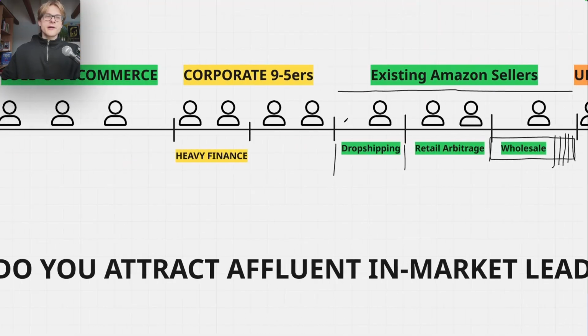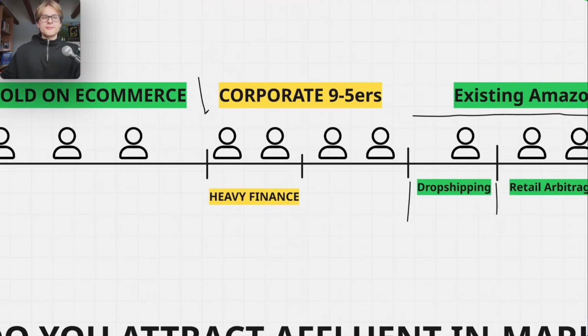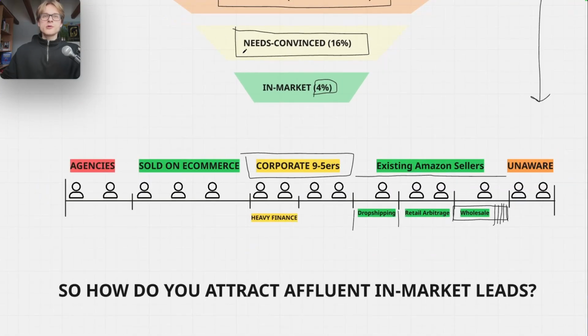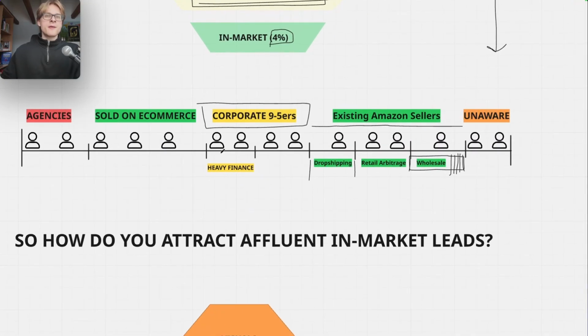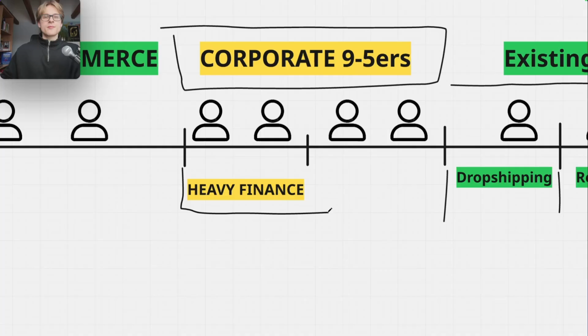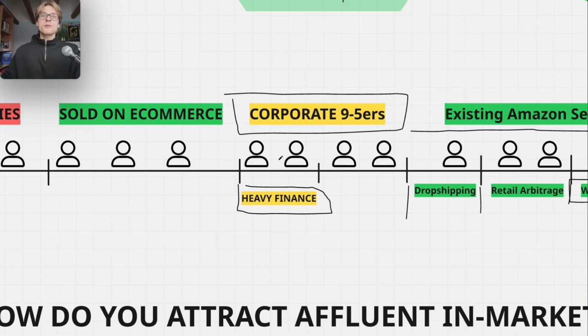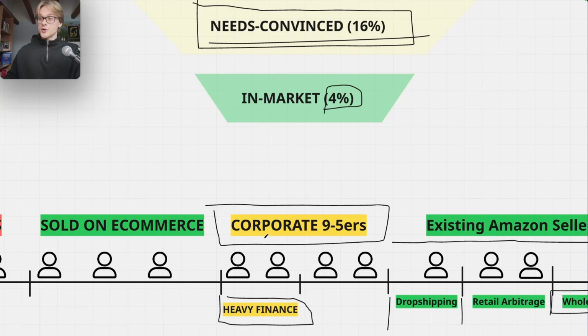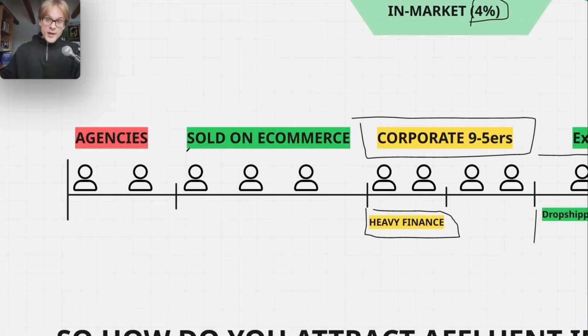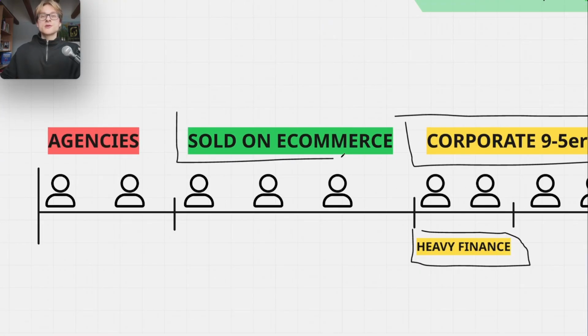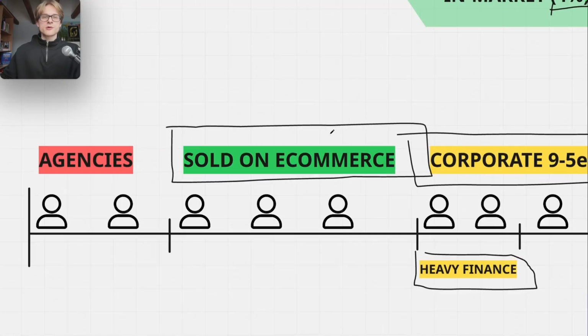I could also target corporate 9-to-5ers with my messaging, so people who are needs convinced. I could target heavy finance people, which is a kind of subset of corporate 9-to-5ers. Again, with needs convinced, corporate 9-to-5ers should obviously have a pain. So for example: you're working your corporate job, but what does it actually give you, right? I could target people who are already sold on e-commerce, so they're in market for e-commerce. Maybe not the exact business model I'm teaching, but for e-commerce.